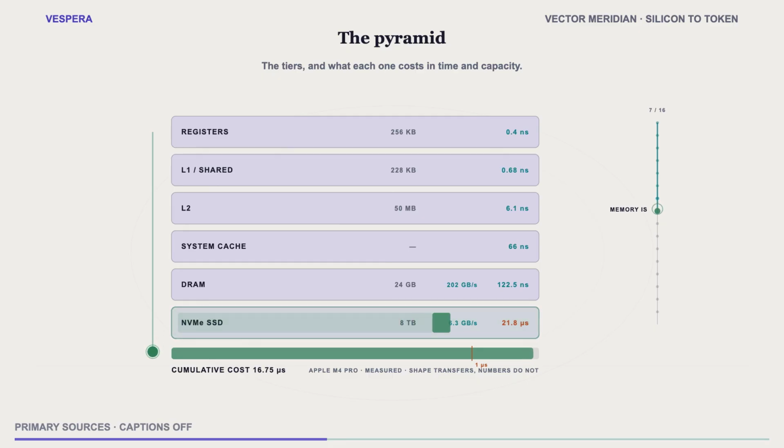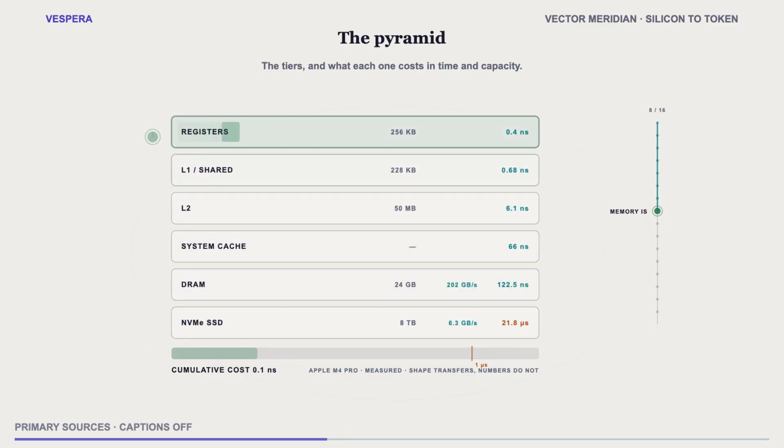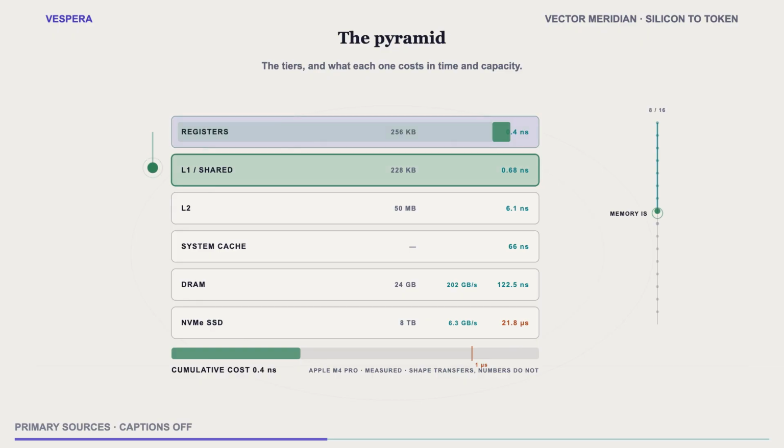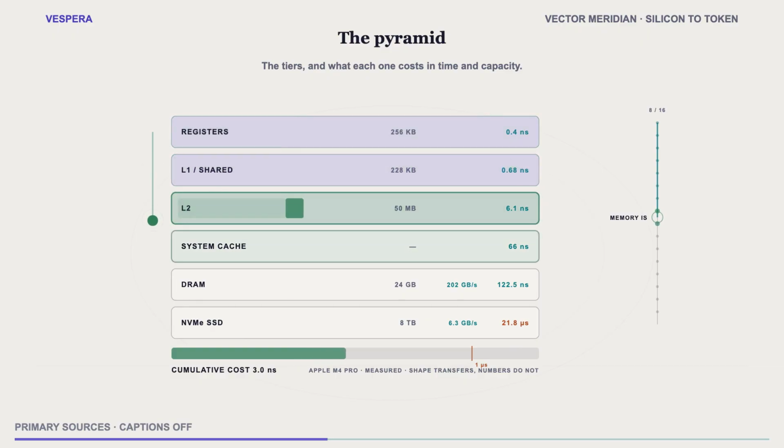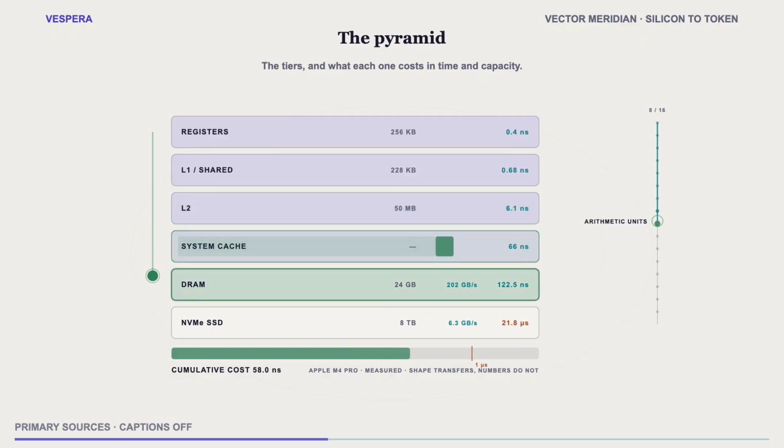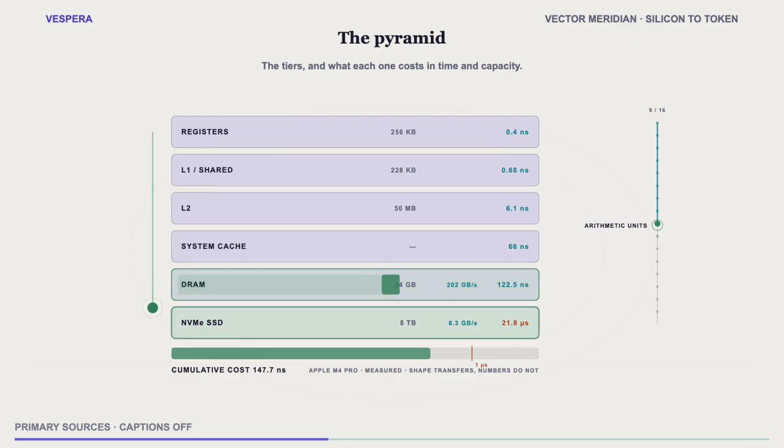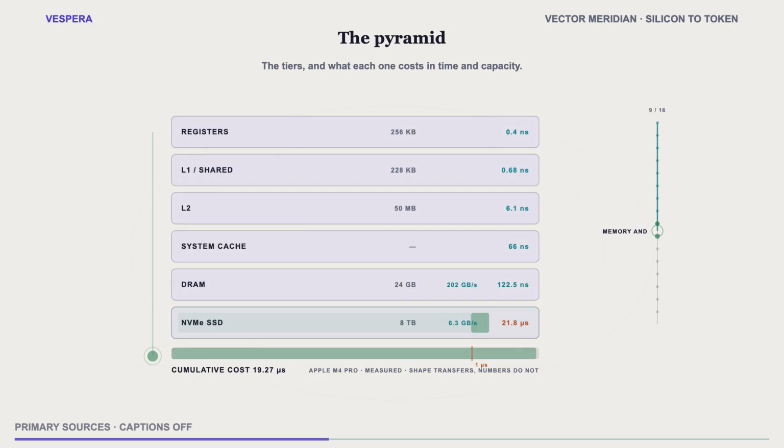Now, the numbers. We measured this hierarchy on the machine this film was edited on, and the shape is the point rather than the values. It is Apple silicon, not a GPU. And I will keep saying so. Dependent load latency, sweeping the working set from 4 kilobytes to half a gigabyte: about 0.7 nanoseconds while the data fits in L1, rising to 6 or 7 in L2, to 66 in the system cache, and settling at 122 once we are genuinely in DRAM.